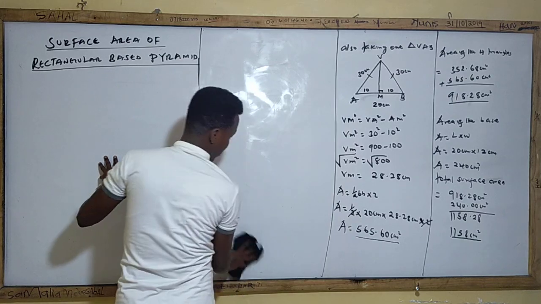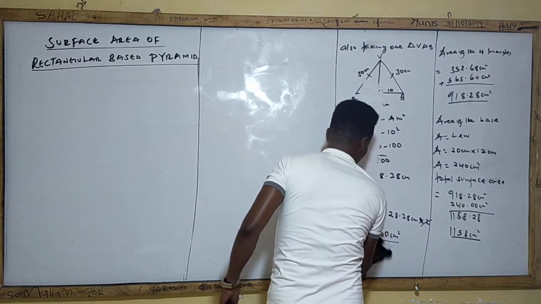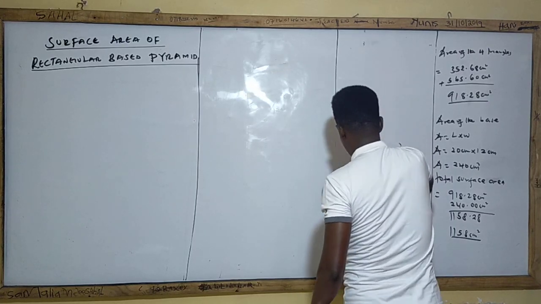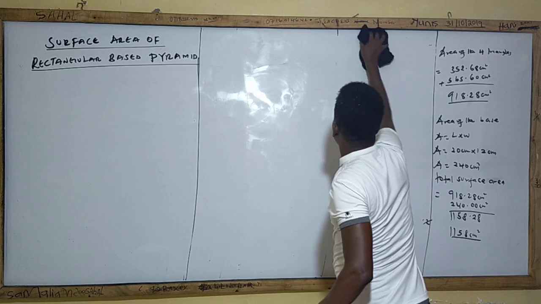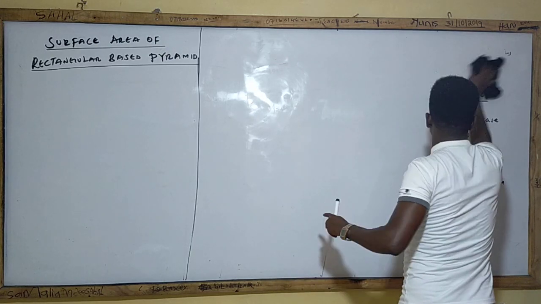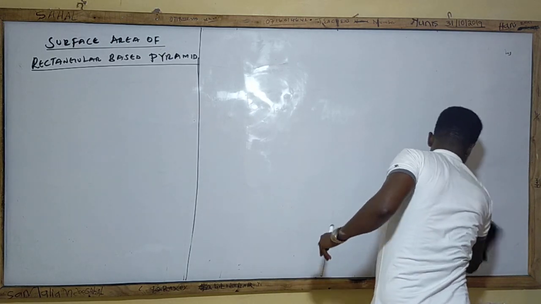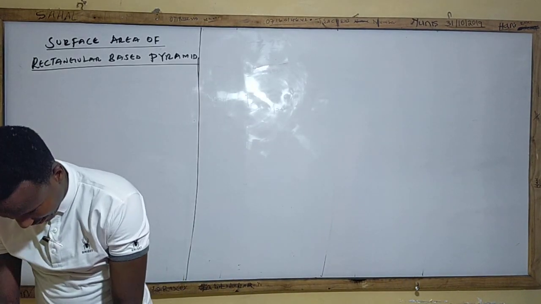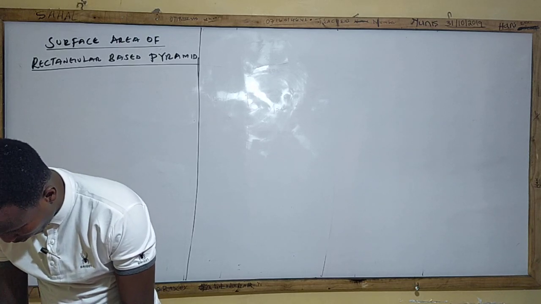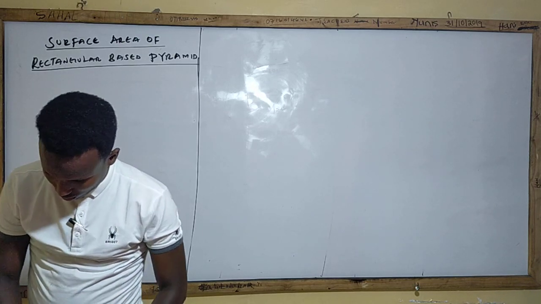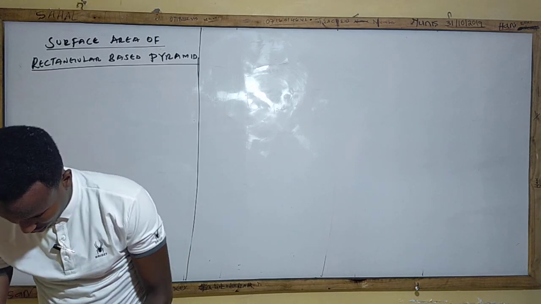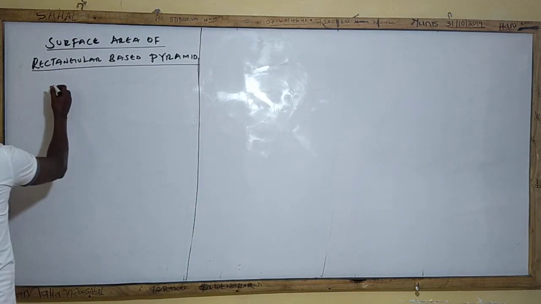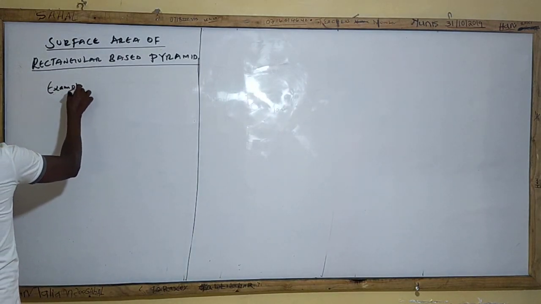Let me wrap up the whiteboard so that we create space here. Now let's move ahead and see a situation where we have something like this. Look at this figure. You're told this is Example 2, for your information.